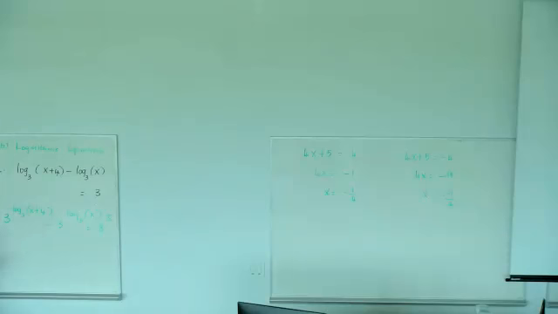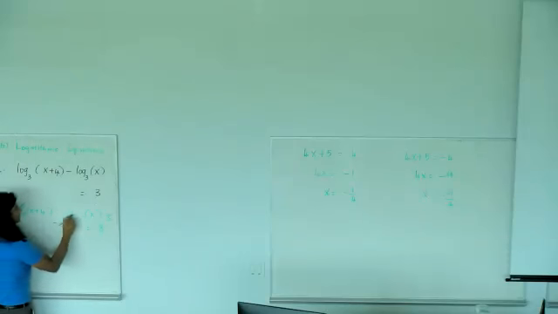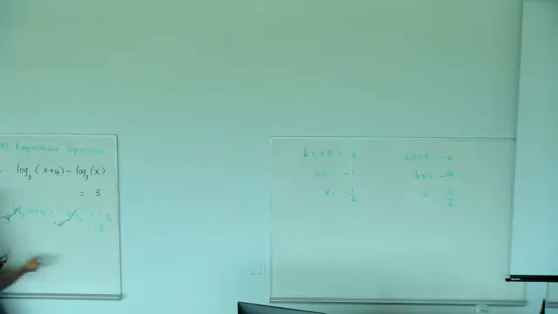Exponentiate both sides, raised to the power of 3. 27 on this side, x plus 4 minus x on that side. The x's will get cancelled. 4 equals 27. Not possible. So no solution. But that is incorrect. Why?